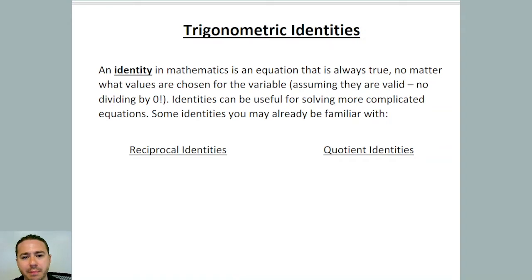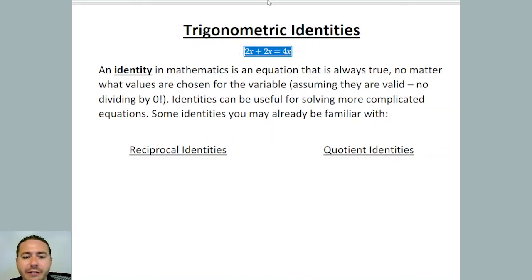So an example might be something like, and I'll type this out as I say it just so you can see what I'm talking about, 2x plus 2x equals 4x. That's going to be true no matter what x is. If x was 1, then I get 2 plus 2 equals 4. If x is 2, I get 4 plus 4 equals 8, and so forth. So this is an example of an identity. It's an equation which is true no matter what x is.